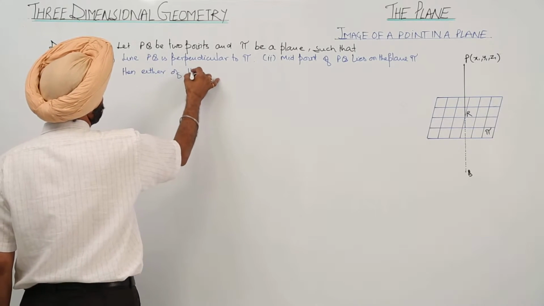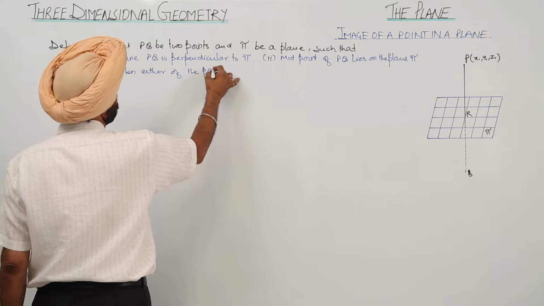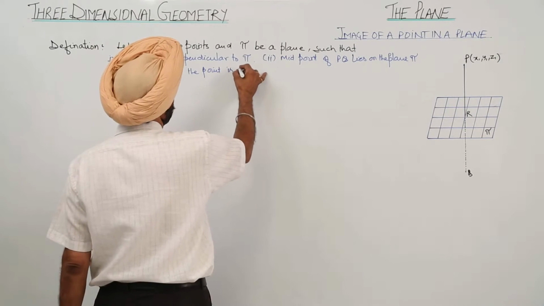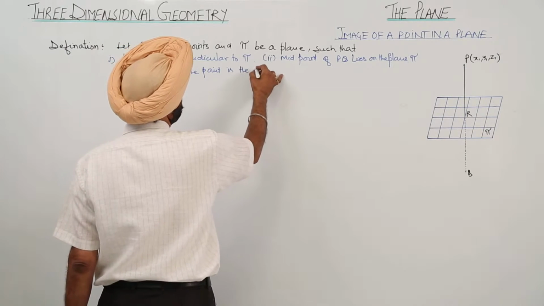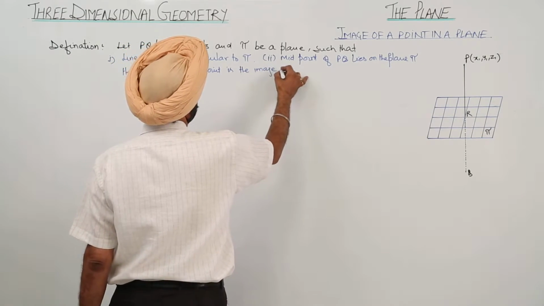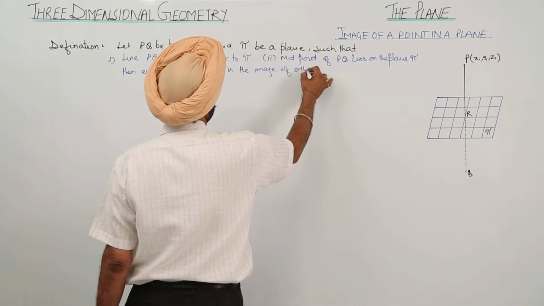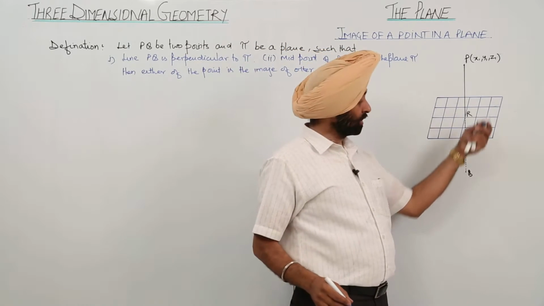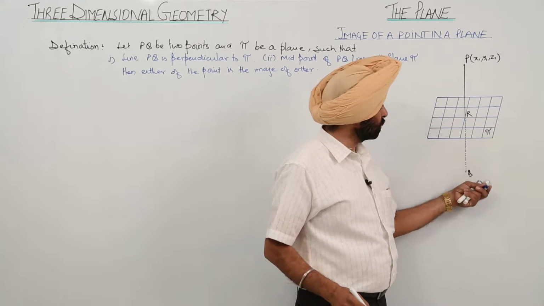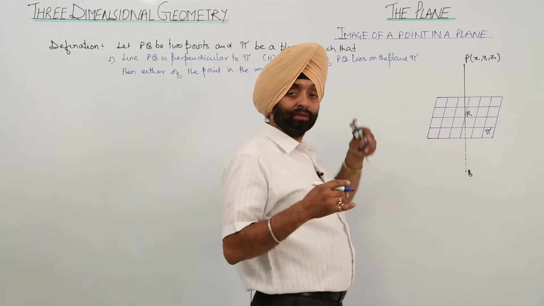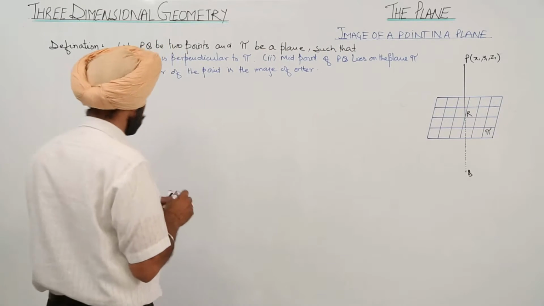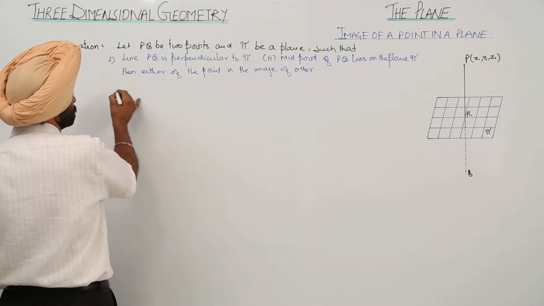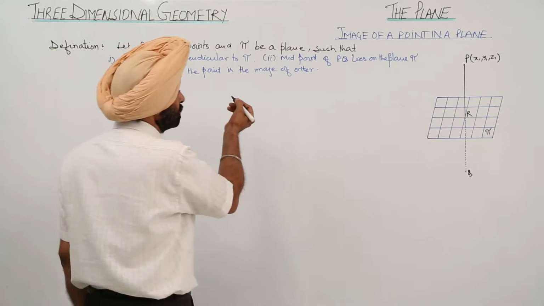either of the points is the image of the other. Suppose we are given coordinates of P, then Q will be its image. If we are given coordinates of Q, then P can be the image, and this we have to find. Now let us write it.